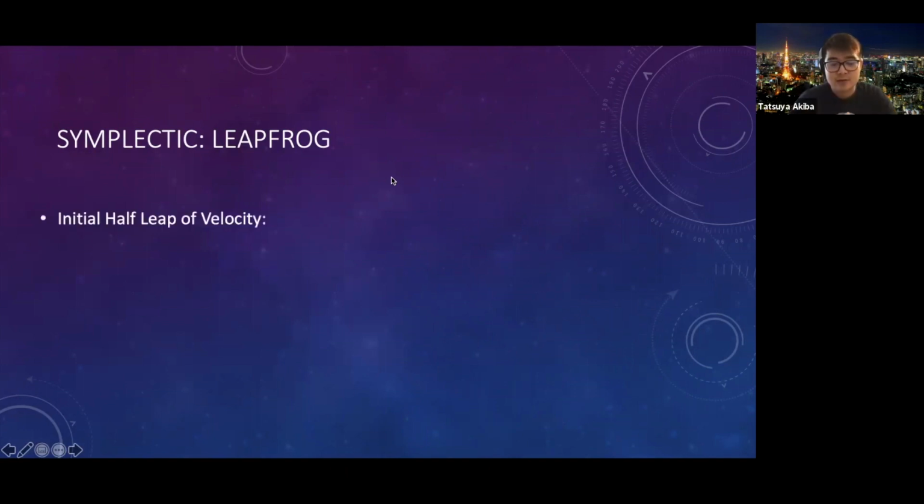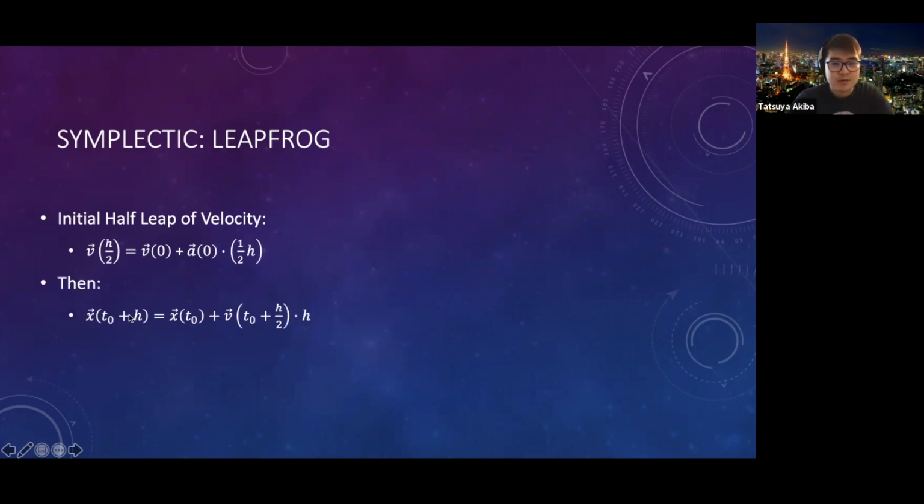So I'll also walk through the computation of this. Initially, we're going to do a half leap in velocity. So using the velocity and the acceleration at the initial conditions, we're going to compute the velocity at the next half time step. And after that, we're going to do this weird thing where the position vectors are going to go a whole time step, but the velocity vectors are going to go each half time step, so to speak, using the acceleration at the previous time step.